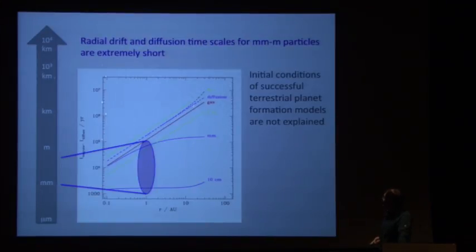So here, for some particular disk model, as a function of radius, are plotted drift timescales for objects of various sizes. This is millimeter sizes. This is 10 centimeter sizes. This is aerodynamic drift plotted here. And then you have some other curves here which describe the diffusive evolution of particles of similar sizes.